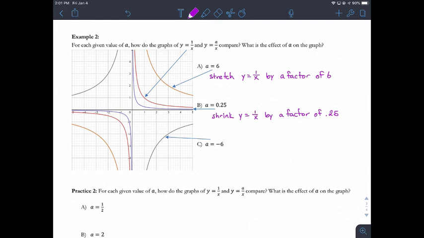So here, two things are happening. First off, we're stretching y equals 1 over x by a factor of 6, and reflecting over the x-axis. So both things are happening, and we want to take account of both of them.